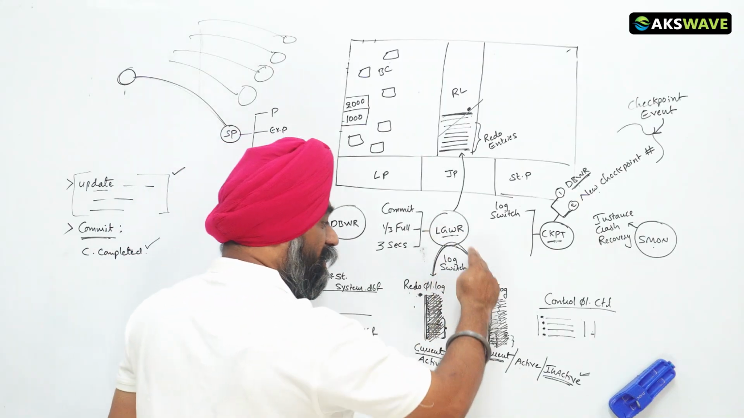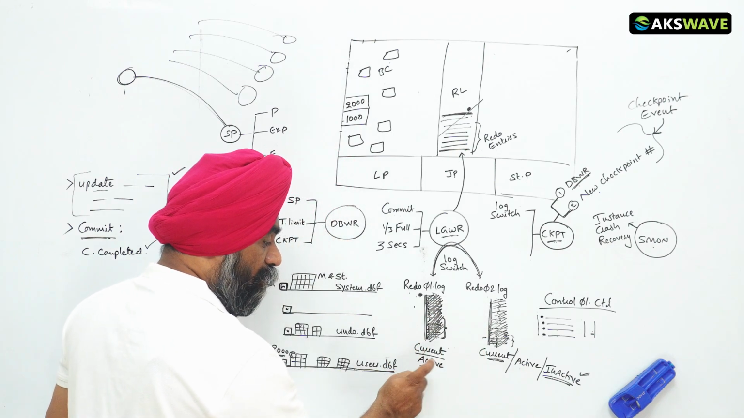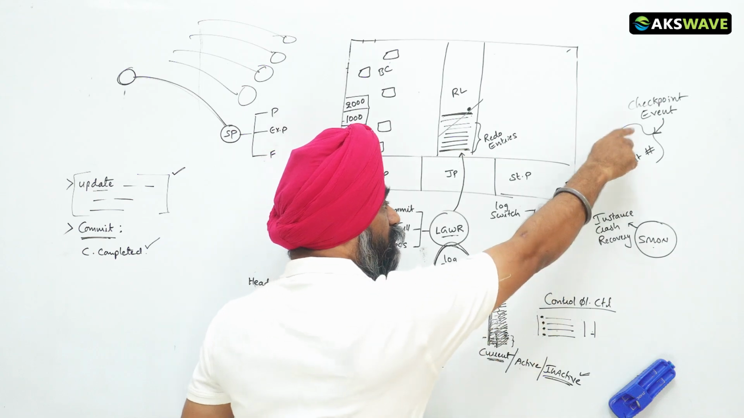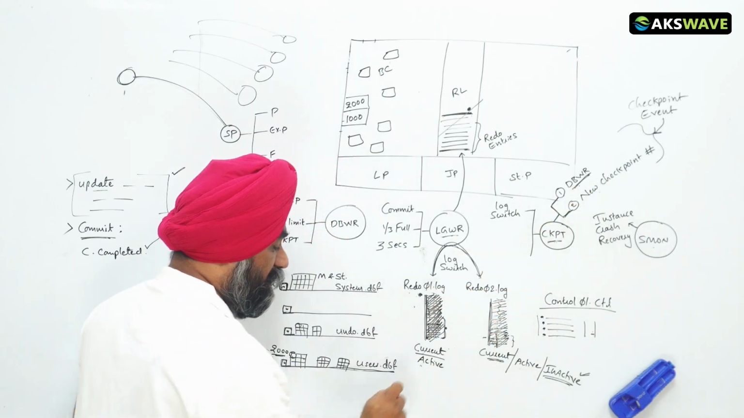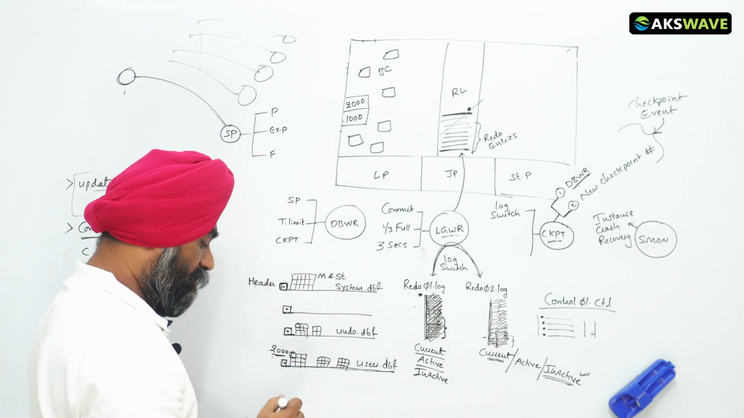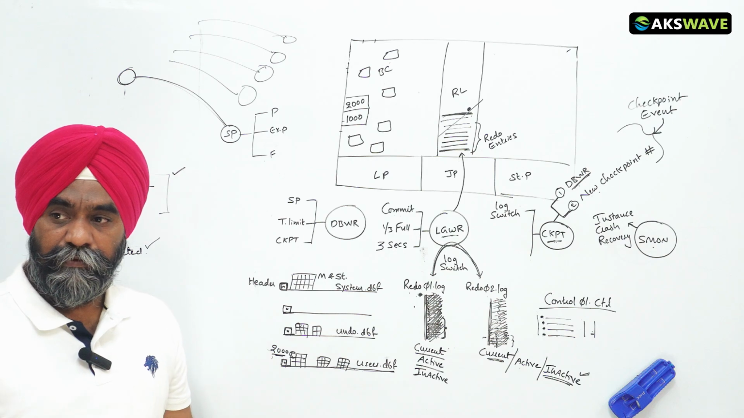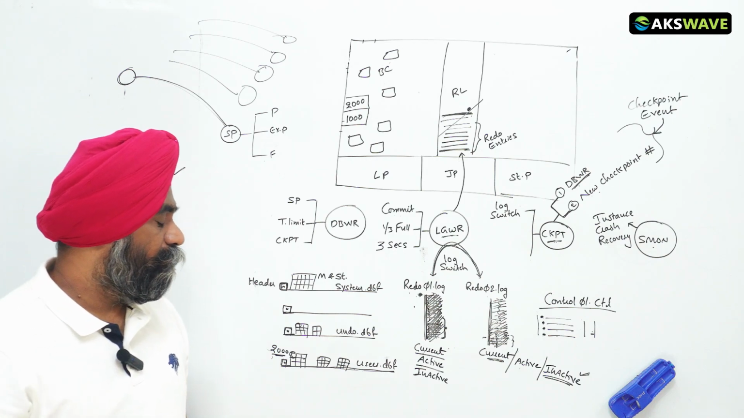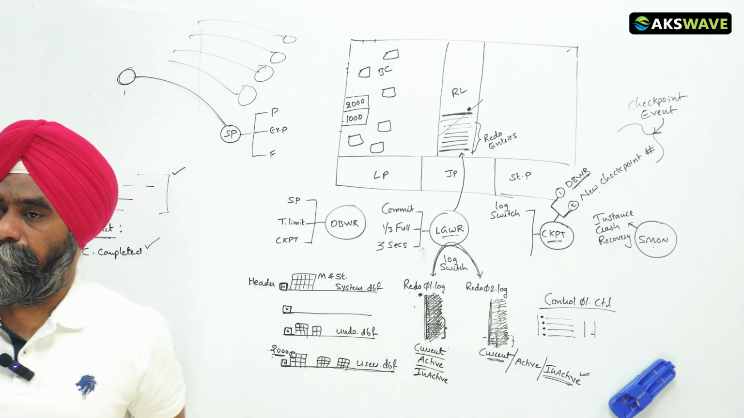That means my log writer can switch and start writing here. When it is writing here, this will become active. When it is in active mode, checkpoint will do the checkpoint event. Once the checkpoint event is completed, both tasks are completed, it is changed from active to again what? Inactive. Change from active to inactive. Understood? Current, active, inactive, different statuses.